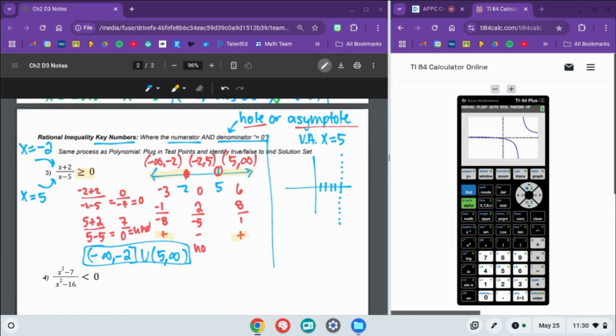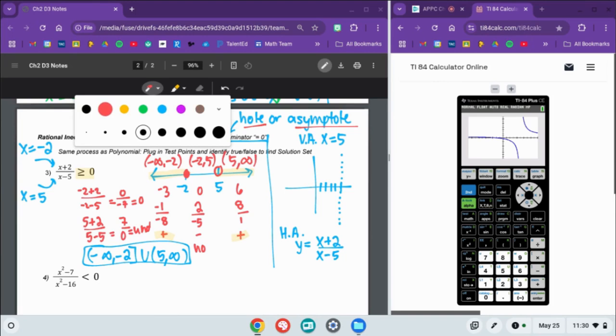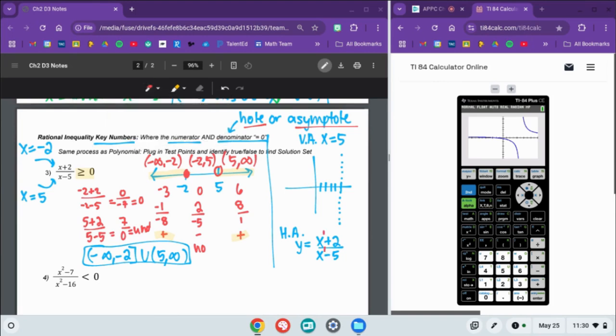And the horizontal asymptote is at 1. And the reason why it's at 1 is because if you look at the degree of the numerator, it's a 1. The degree of the denominator is a 1. And when you have the same degree on the top and bottom, then you look at the lead coefficients, the coefficient of the highest exponent term, that's 1, and 1 over 1 is 1. So y equals 1 is your horizontal asymptote.